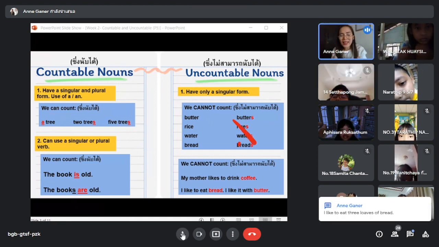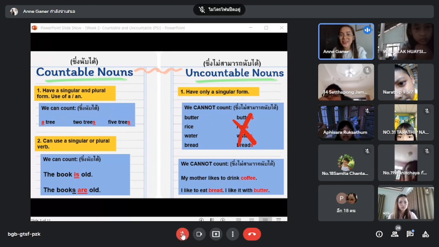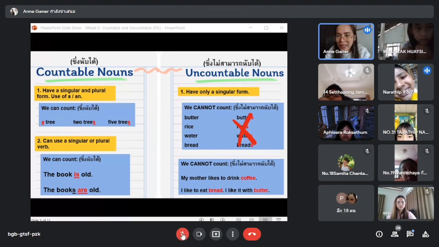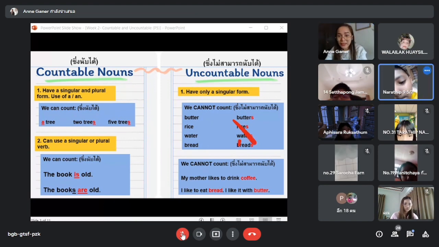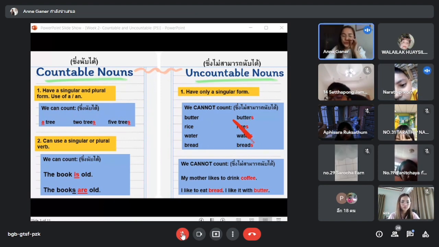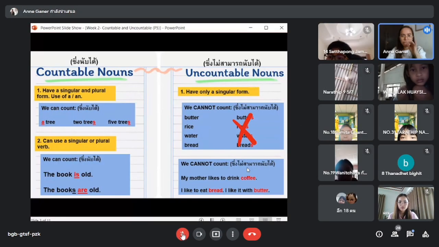So you will add another noun to make it countable. The noun now is slice and then loaves. Okay? Understand, students? Alright. You already know countable and uncountable, how to use it, right?